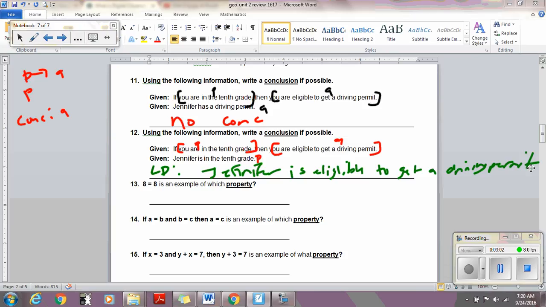Number 13 says, A equals 8 is an example of which property? So take out your property sheet. It's on pink paper this year. Take out your property sheet and look for an example of two numbers or two identical things on both sides of the equal sign. You're looking for that mirror image, also known as the reflection. So that means 13 is an example of the reflexive property.